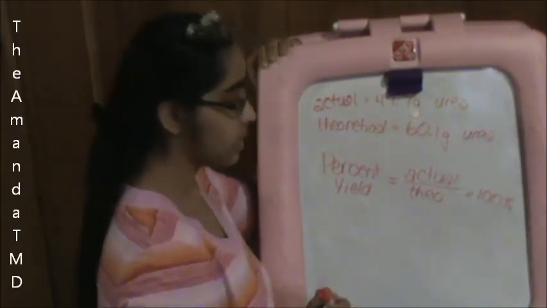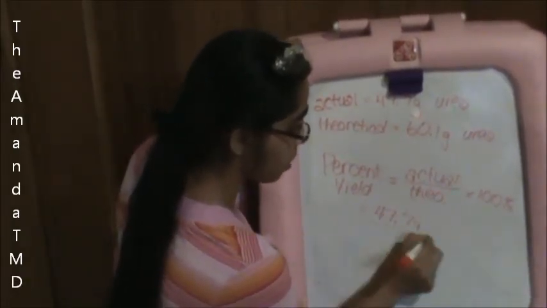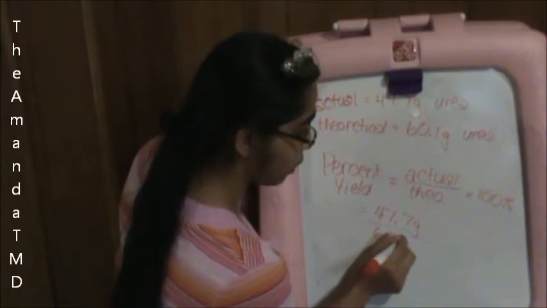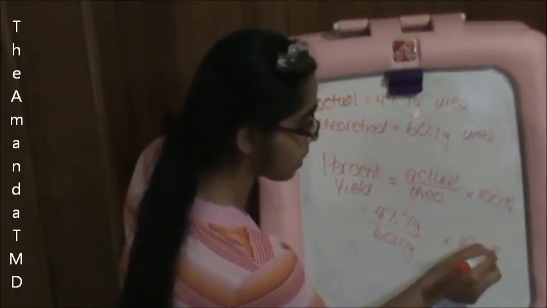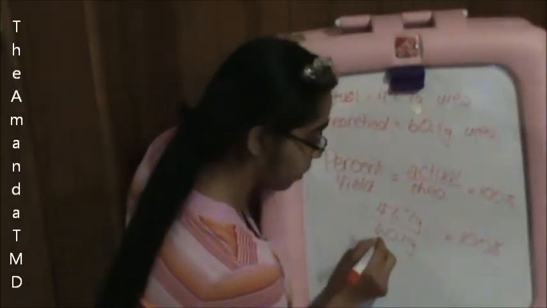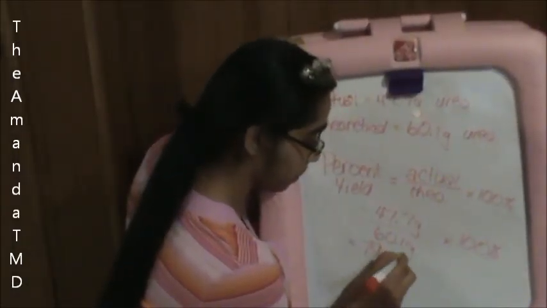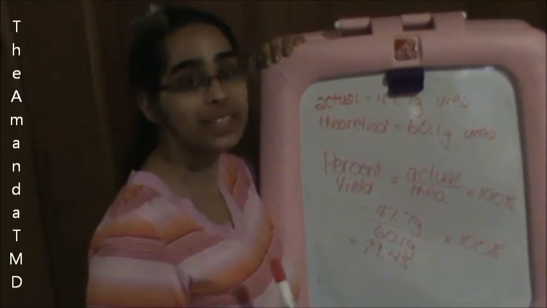Which in this case is equal to 47.7 grams divided by 60.1 grams times 100%, so this equals 79.4%. And this, my friends, is how you find your actual, theoretical, and percent yields.